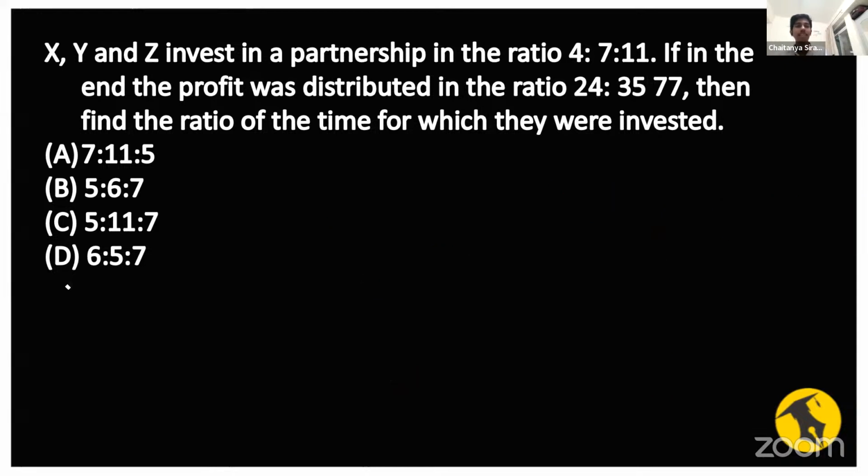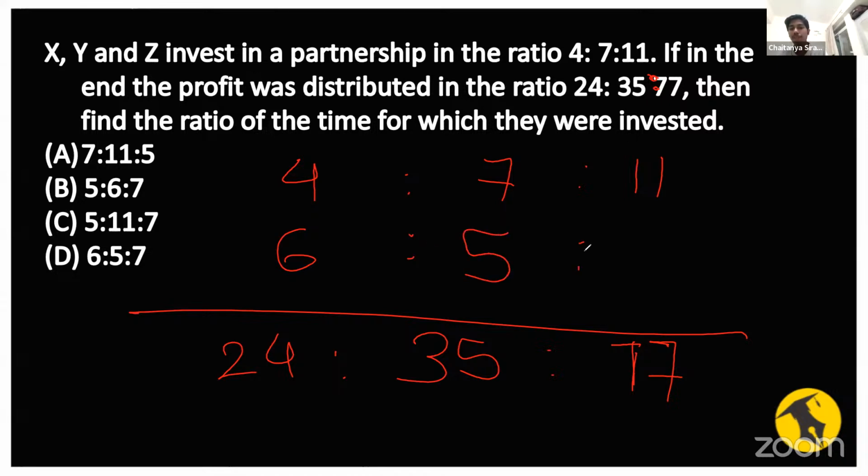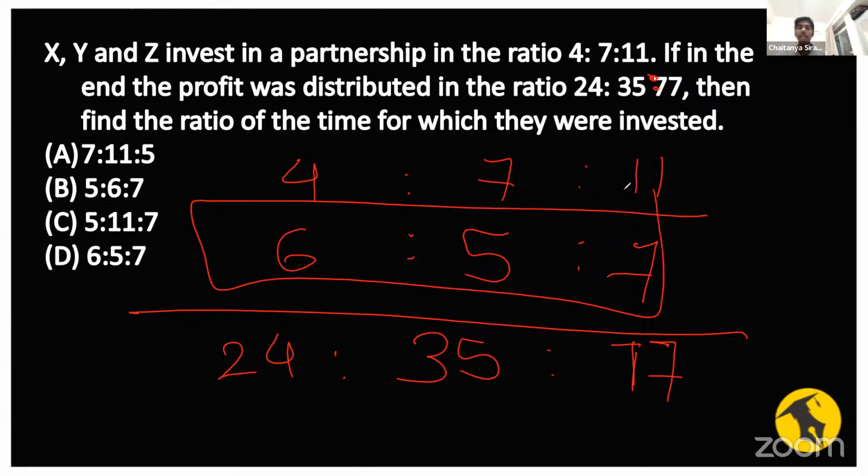All right. Now it says X, Y, Z invest in a partnership in the ratio of 4:7:11. So X must have invested, let's say, 4,000. Y has invested 7,000, and Z has invested 11,000. And the profit they get is 24:35:77. So in simple words, what could have happened? This would have been 4 into 6, 24. This would have been 7 into 5, 35. And this would have been 11 into 7. So this is your final answer.